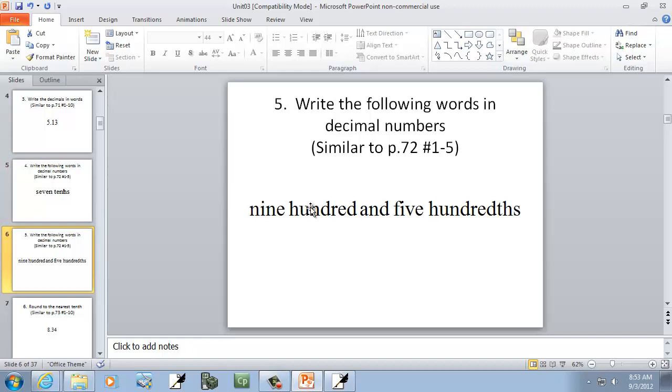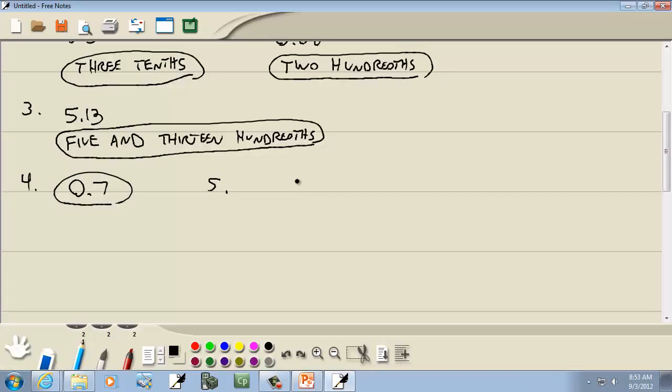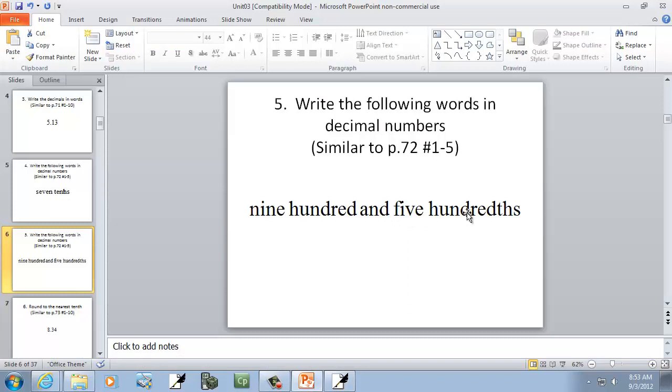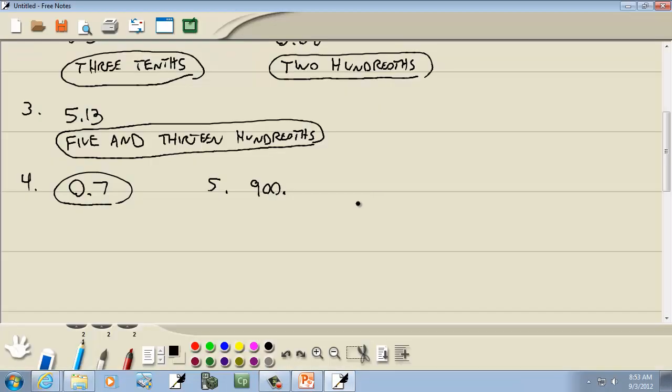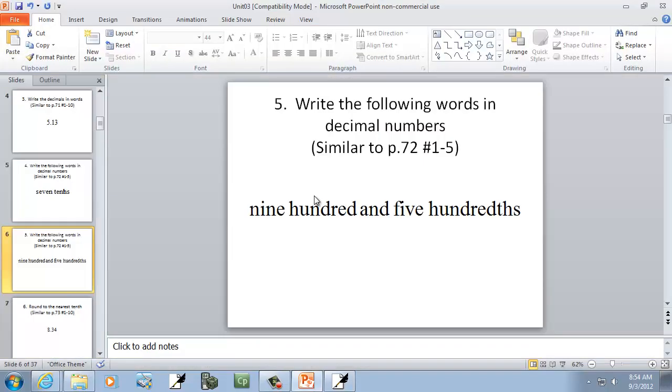Now the next one says 900 and 5 hundredths. Well, the "and" is where your decimal is. So this would be 900. Here's our decimal where the "and" is. And then it says 5 hundredths. So it ends in the hundredths place. So we would put 0.05. So the 5 is in the hundredths place. And that's our answer.